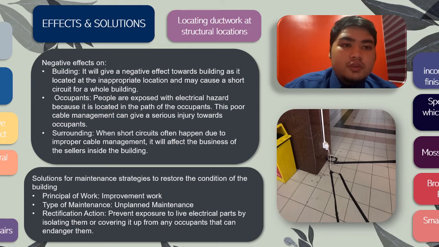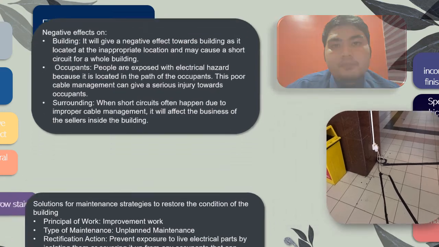The solution for this defect is principle of work, improvement work; type of maintenance, unplanned maintenance; and rectification work. Prevent exposure of electrical parts by isolating them or covering them up from any occupants that can endanger them.